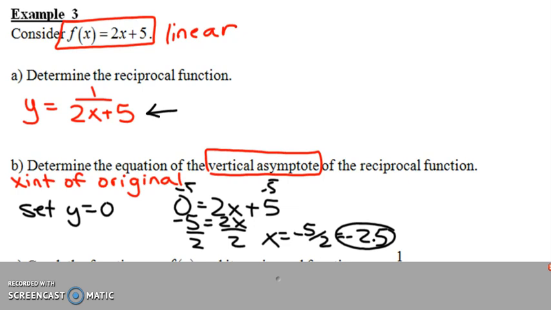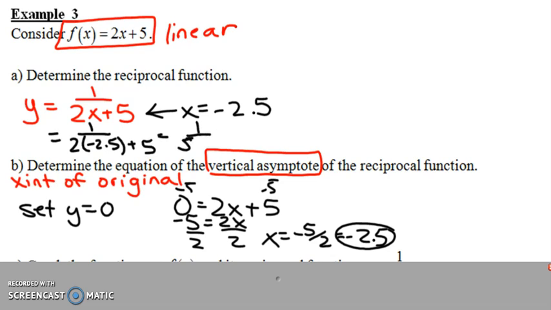Also notice that if I plug in x equals negative 2.5 here, what would you get in the denominator? Okay, if I plug that in, I'd get 1 over 2 times negative 2.5 plus 5, which would give me 1 over 5 minus 5, which is 1 over 0. So you can't divide by 0, so that's why we get an asymptote at negative 2.5. So that is where that asymptote would occur, where the denominator equals 0, which is actually where the original function had an x-intercept.